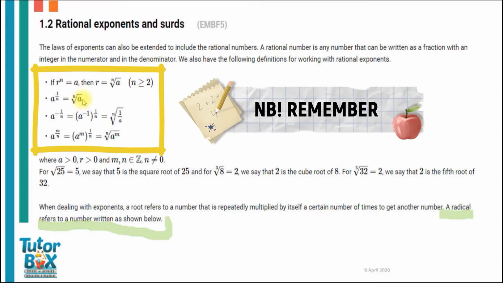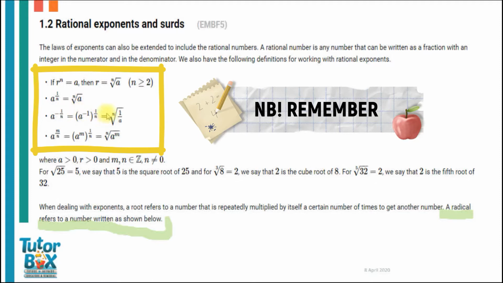And then if I also have a raised to the power of minus 1 over n, this minus 1 over n is basically minus 1 times 1 over n. Because if I say a to the power of minus 1 times 1 over n, I get a to the minus 1 over n. So it's basically the same thing, they just wrote it in a different way.